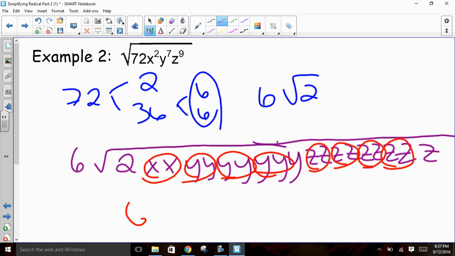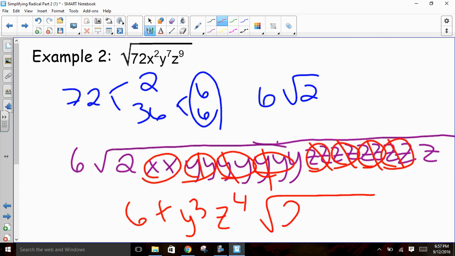Alright, so that 6 is still out there. I have one group of x's. I have 1, 2, 3 groups of y's, so I have y to the 3rd. I have 1, 2, 3, 4 groups of z's, so I have z to the 4th. My 2 stays, the leftover y, which is located right here, and the leftover z.